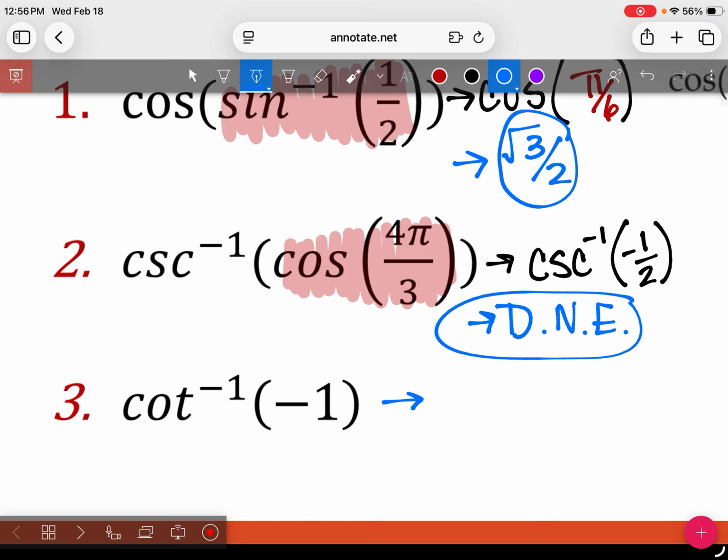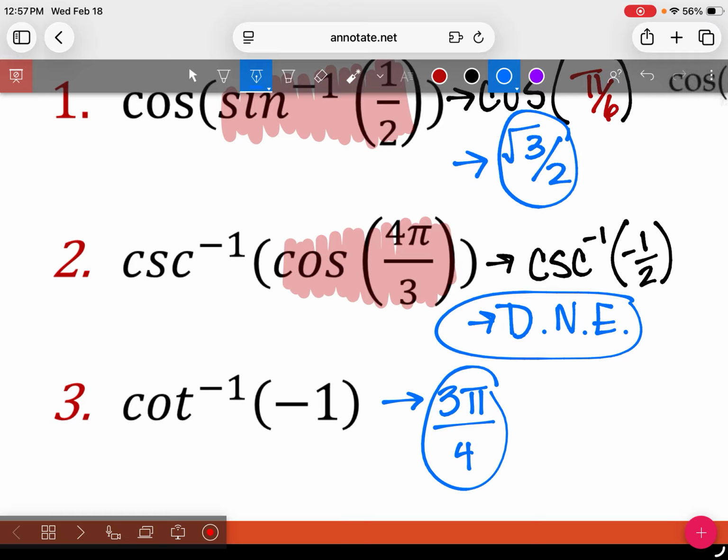So Aaron, what would you say? What angle has a cotangent of negative 1? Natalie, what angle did you put? What angle has a cotangent of negative 1? 3 pi over, did you say 4? Yep, that would be your answer.